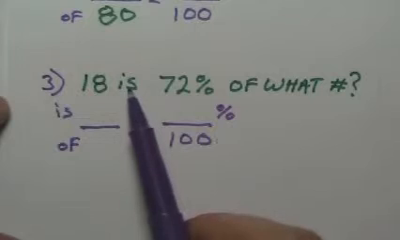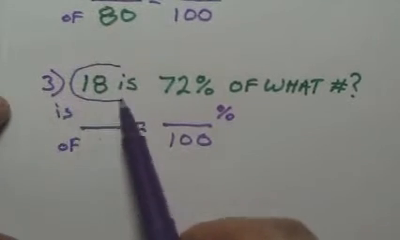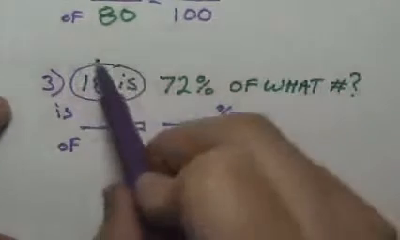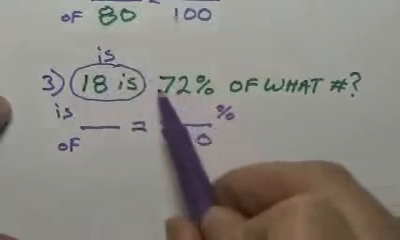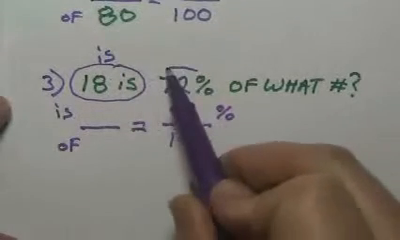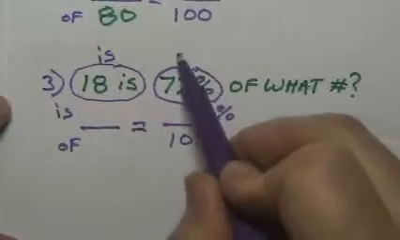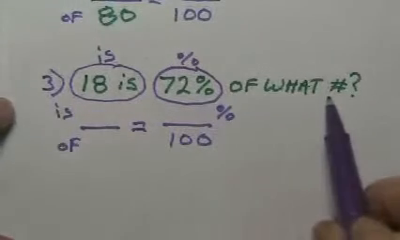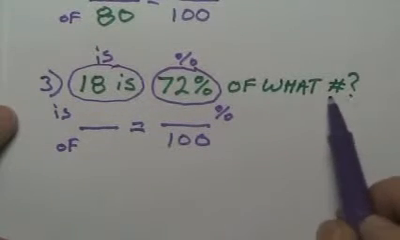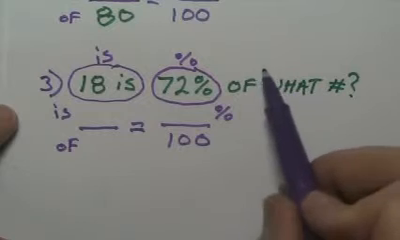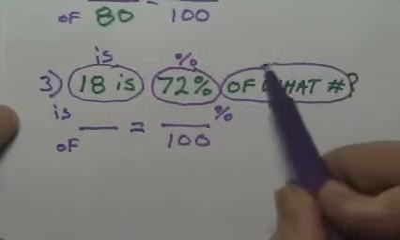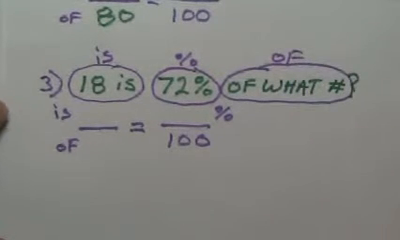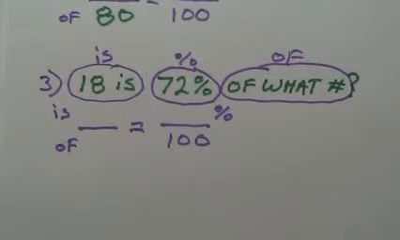We have 18 is, okay, well that must be the is. 72%, well that's my percent number. Of what number? Of what? We don't know the of number. That's what we don't know. This is the of, and that's not given to us. So let's plug these numbers in.